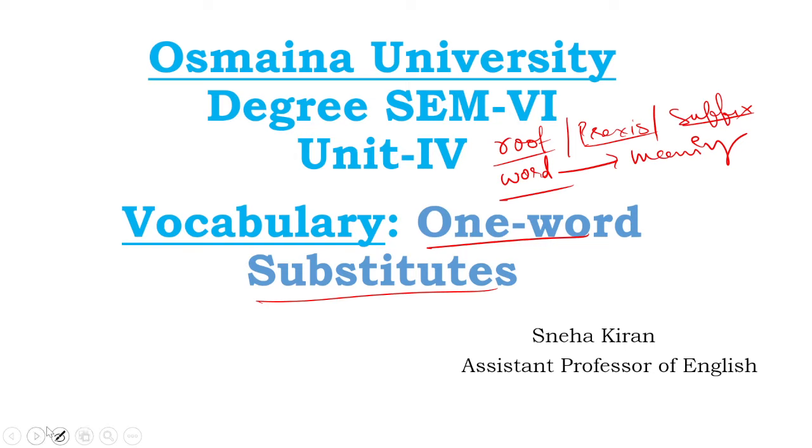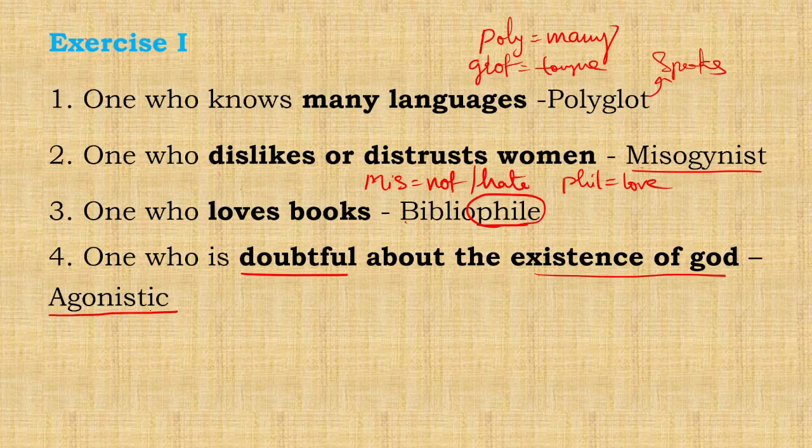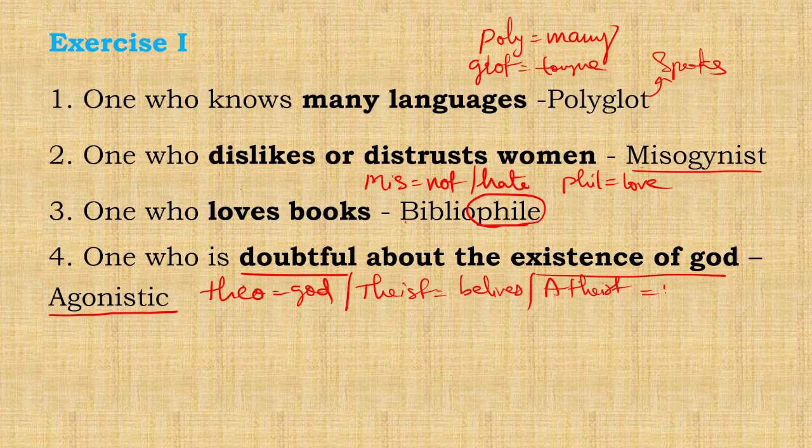Remember this word, it is important. Agnostic. He is very doubtful. He doesn't have any clarity whether God exists or not. In one word substitutes, theo means God, and one more word is theist. Theist is a person who believes in God. And we have one more word in English, atheist, a person who does not believe in God.